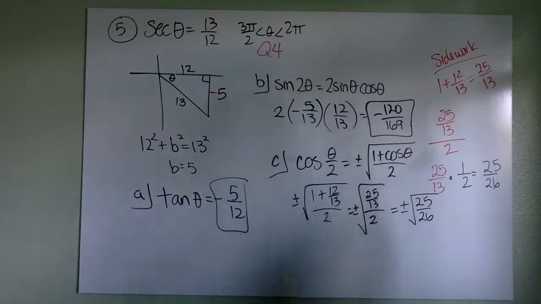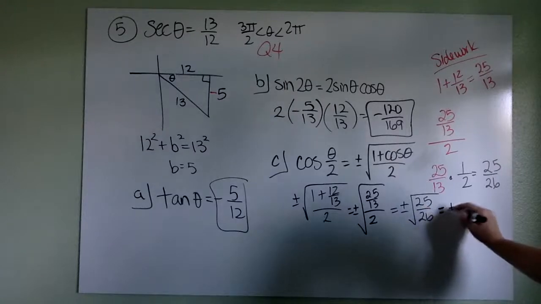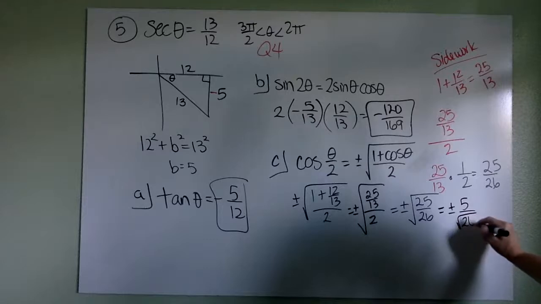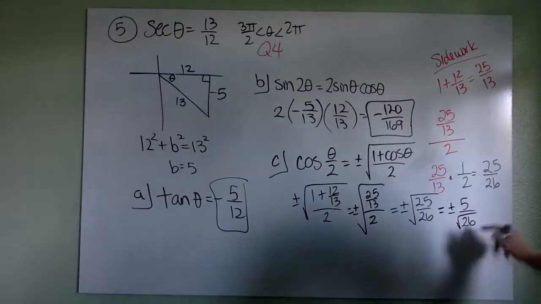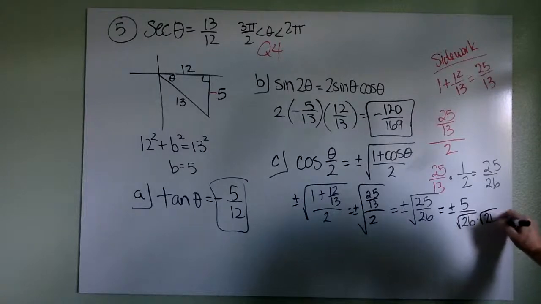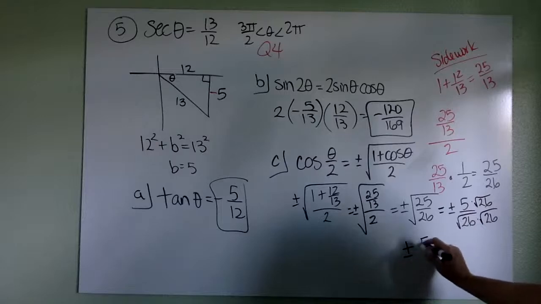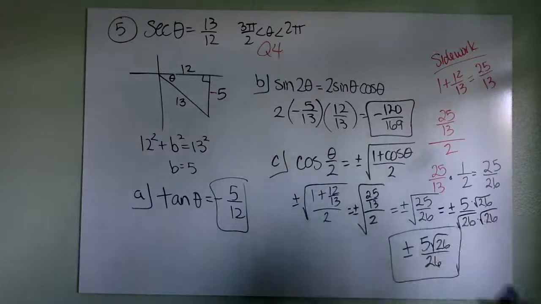Now, whenever we have a fraction underneath the radical, we can take the square root separately. So take the square root of 25 and you get 5. But you can't take the square root of 26, so it looks like that. And then we need to rationalize the denominator, so we multiply by the square root of 26 over the square root of 26, and our final answer would be 5 square root of 26 over 26. So again, that's just rationalizing the denominator. Make sure that you do that.